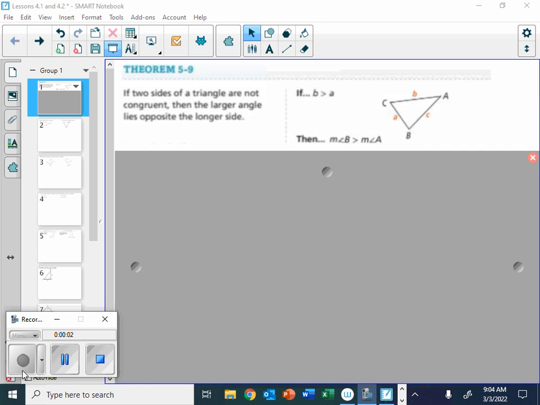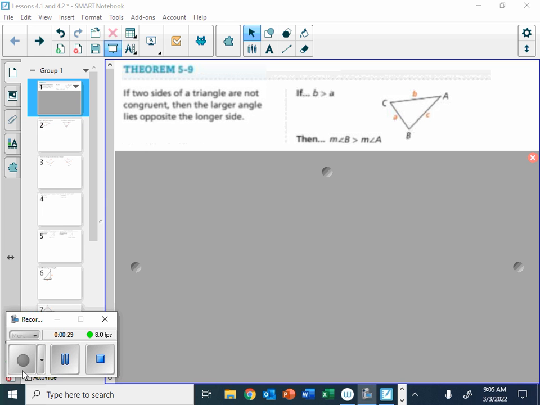So one thing to make note of is notice that your sides are lowercase letters. Your angles are uppercase letters. If you need to write that down, your sides are lowercase, your angles are uppercase. So what this is saying is if side B is larger than side A, then the angle B is going to be larger than angle A. That's all that's saying. Okay?